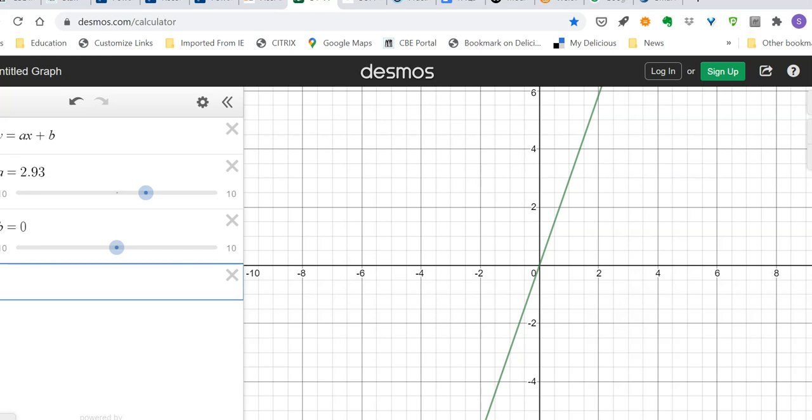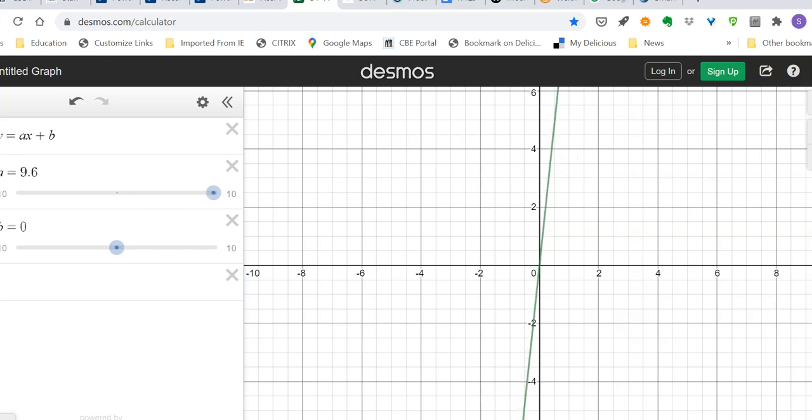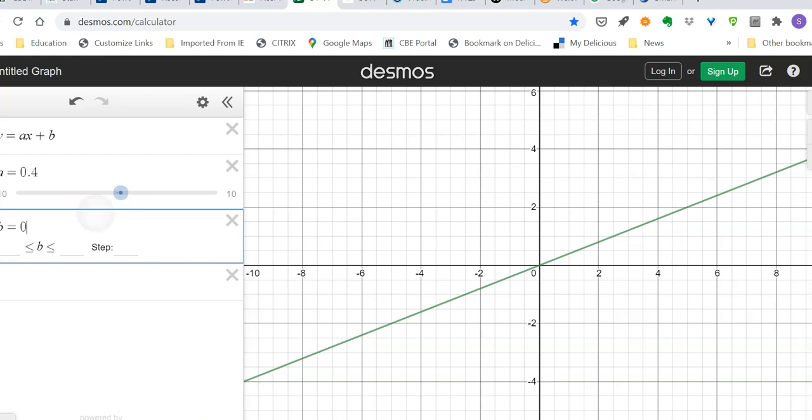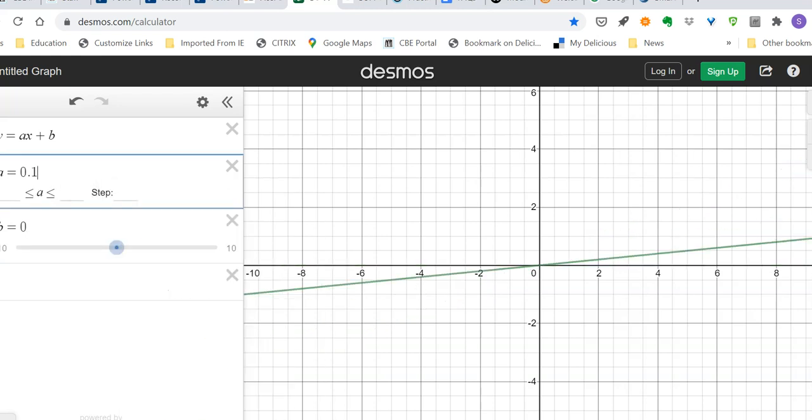The larger the slope gets, what can we say about the line? As the slope gets larger, the line gets steeper. As the slope gets smaller, the line gets less steep. If the slope is 0... why?